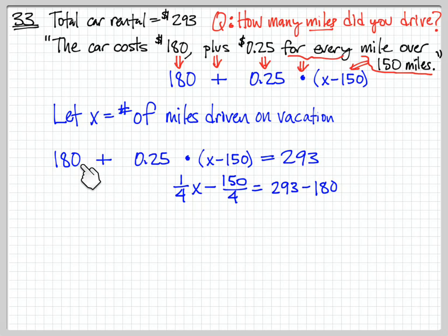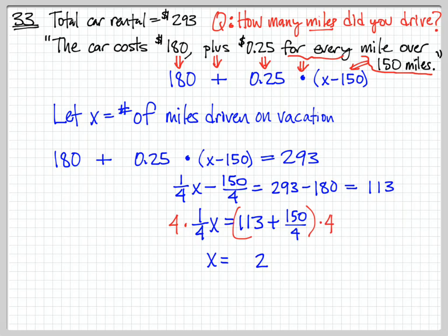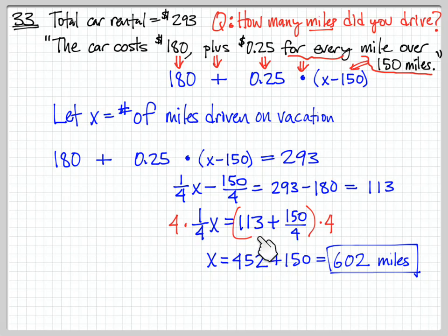And I take my 180 and I move it to the other side. 293 minus 180. So now the next step I do, I multiply both sides times 4, and notice when I do it, I make sure I'm multiplying the entire right-hand side by 4. And so then I distribute my 4 across the 113. So 113 times 4 is 452.